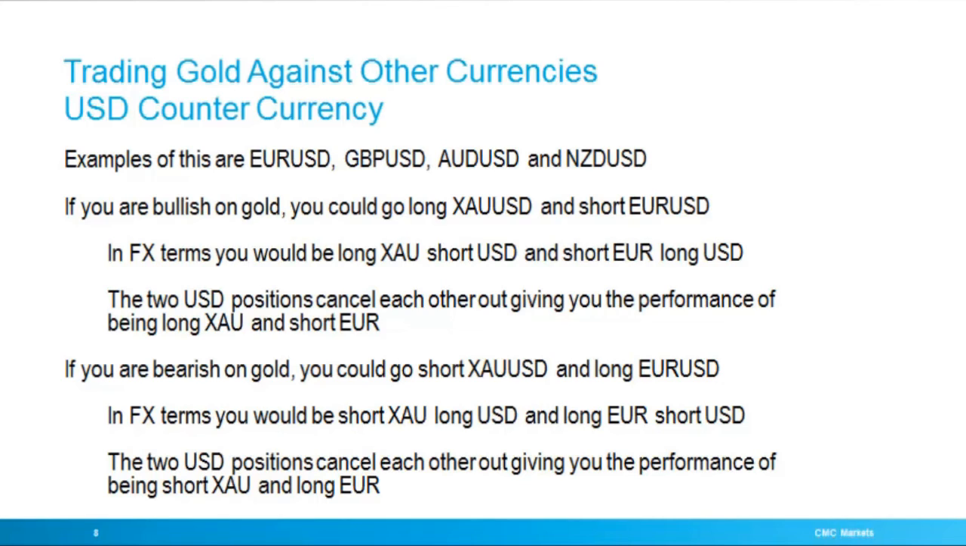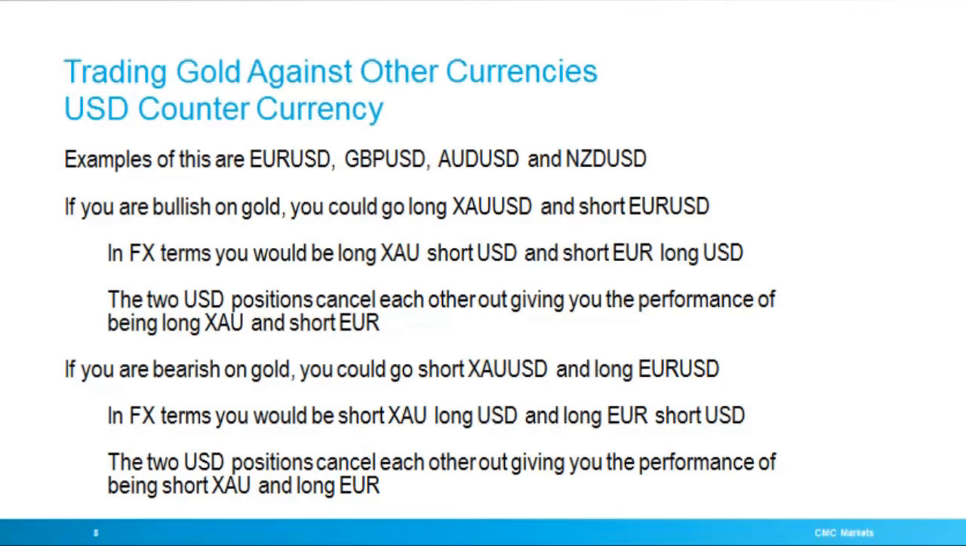So in FX terms, what this would mean is, in the first contract, you would be long gold, short the US dollar, and then using the second pair, you would be short the Euro and long the US dollar. Once again, you can see you have a short position in US dollar combined with a long position in US dollar cancels each other out, and that gives you the performance of being long XAU or gold and short the Euro.